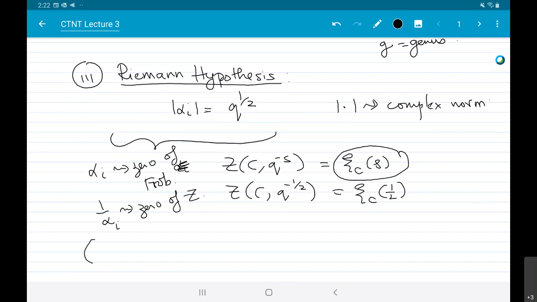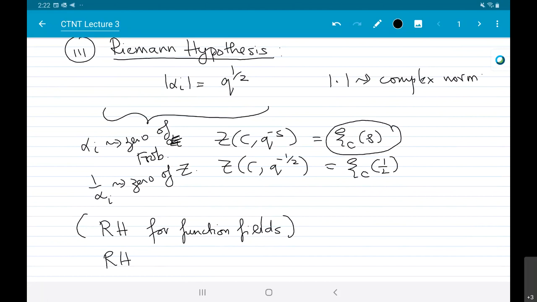To answer the question, what this is called is the Riemann hypothesis for function fields. And this is known. Maybe what you're thinking of is the Riemann hypothesis for number fields or for Q. The Riemann hypothesis for Q, which is about the Riemann zeta function that I wrote out earlier, is not proved. That's still a millennium problem.